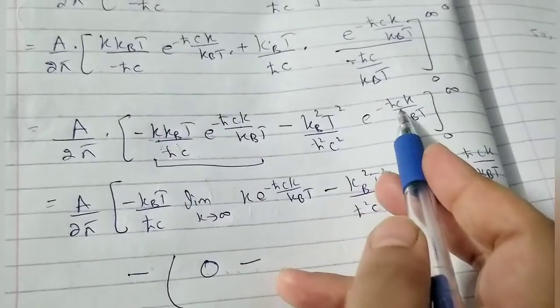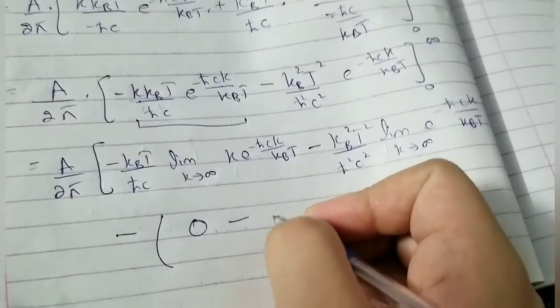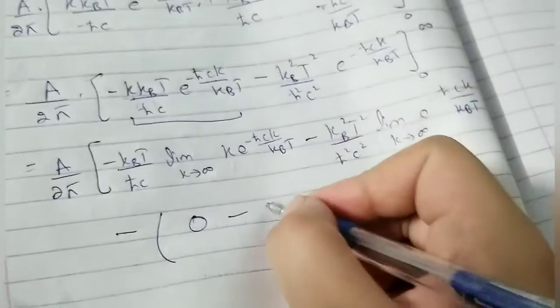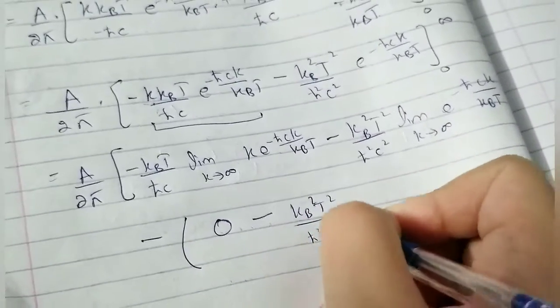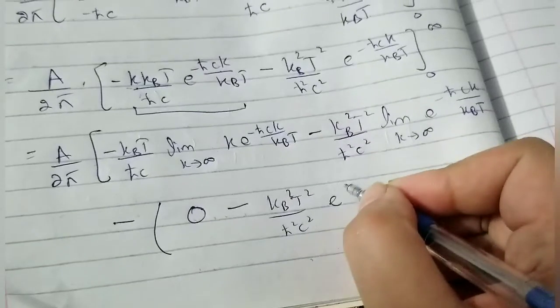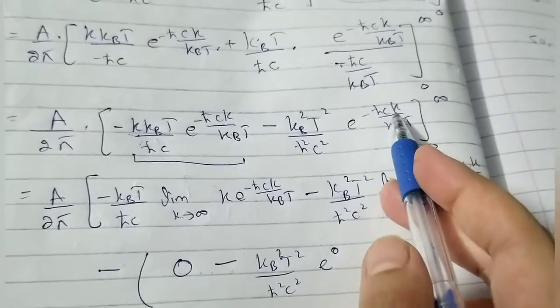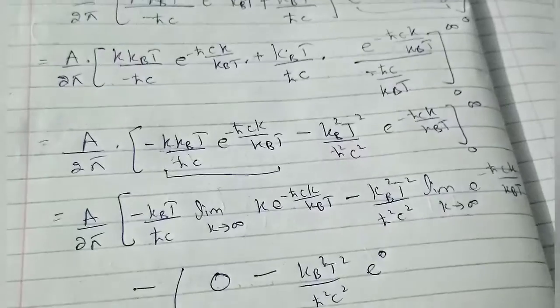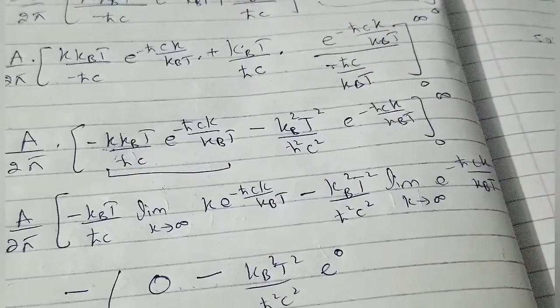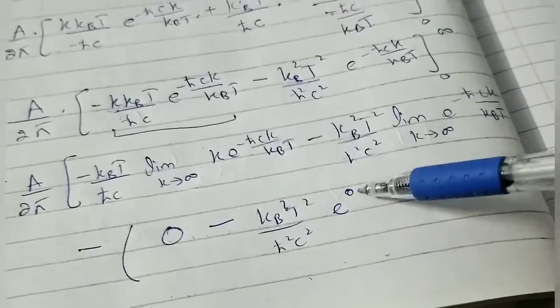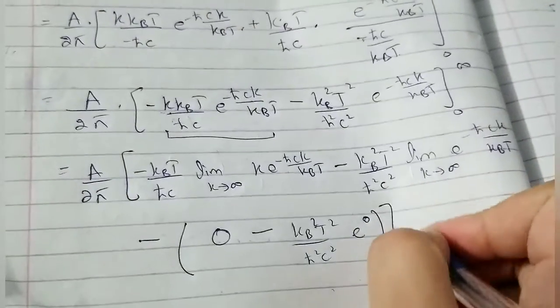Minus, in the power, we have this thing, kb square t square by h squared c square. In the power we'll put e to the power 0, because here we have k, and we put k equal to 0, then it will multiply with the whole power to make it 0 as a whole, so it's e to the power 0 that's left.